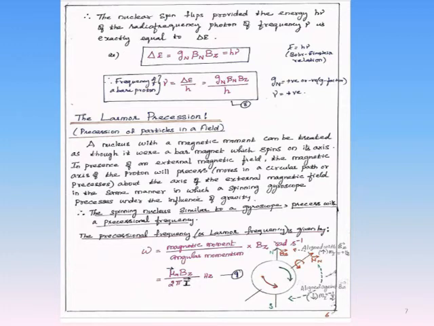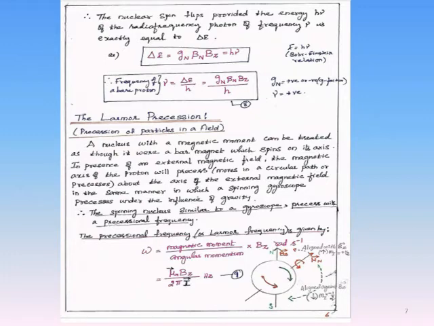The frequency of the bare proton can then be found: nu is equal to delta E by h. By rearranging, we get Gn beta n Bz divided by h. Then we will discuss the Larmor precession, that is, the precession of the particles in an applied magnetic field. A nucleus with a magnetic moment can be treated as though it were a bar magnet which spins on its axis.